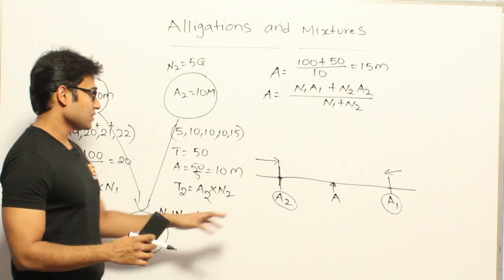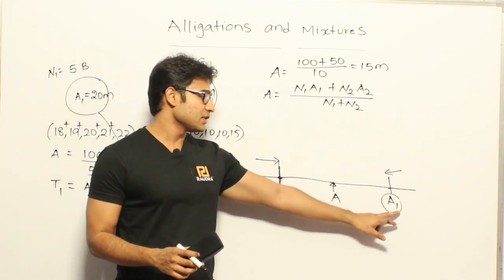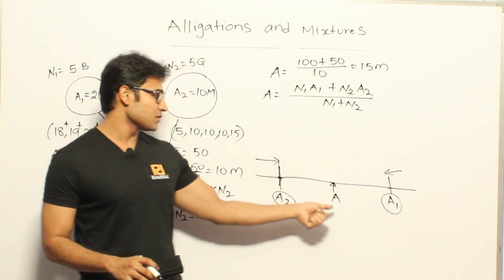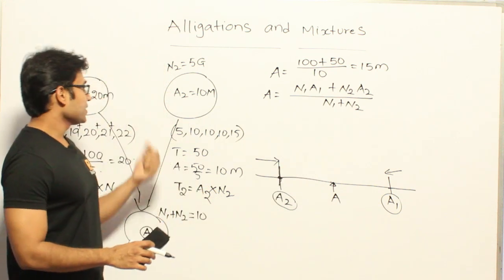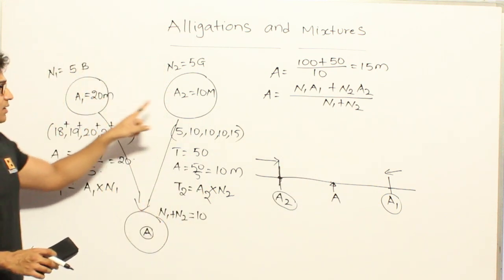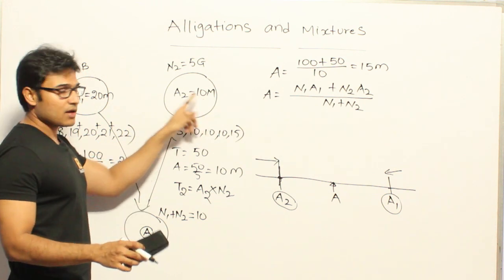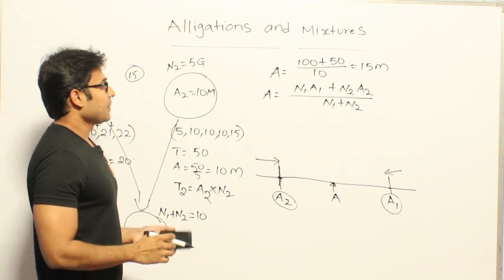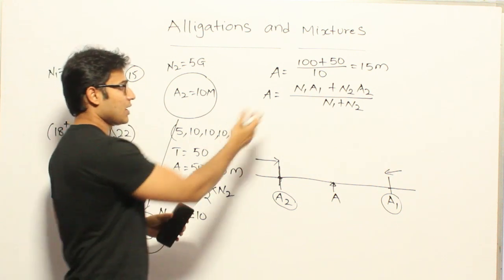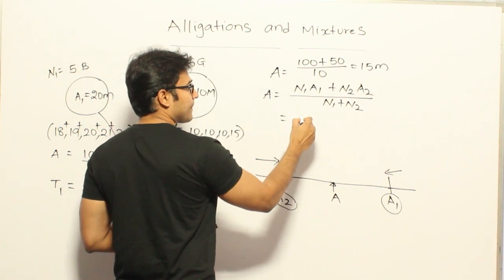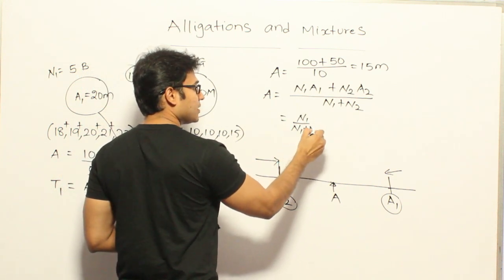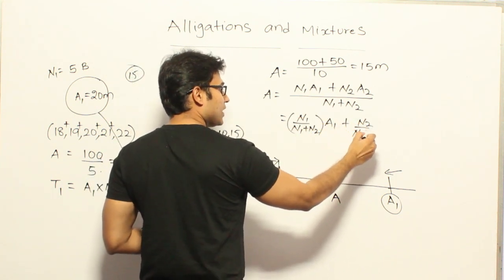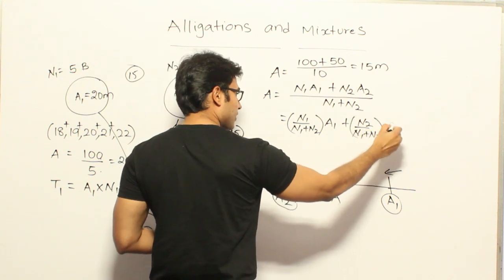Got it? So this analysis is under the assumption that a1 is the greater average in the two groups and a2 is the lesser one. Then the final average is going to lie between them. Even in this example also, see this, 20 is the higher average and 10 is the lower average, and our final average happens to be in between them, right? Okay, now what does this number depend on? So if you observe this, you can write this one like this: n1 by n1 plus n2 into a1 plus n2 by n1 plus n2 into a2.